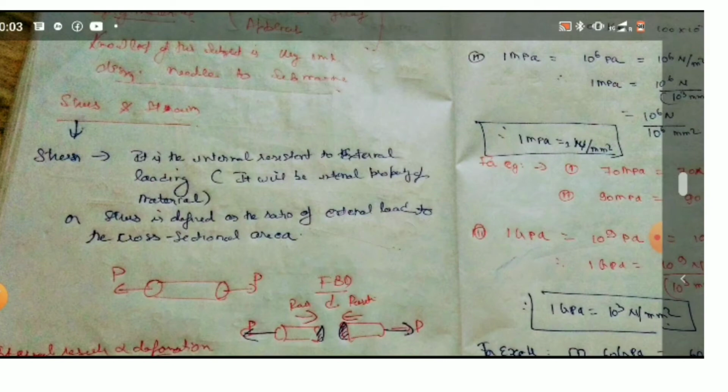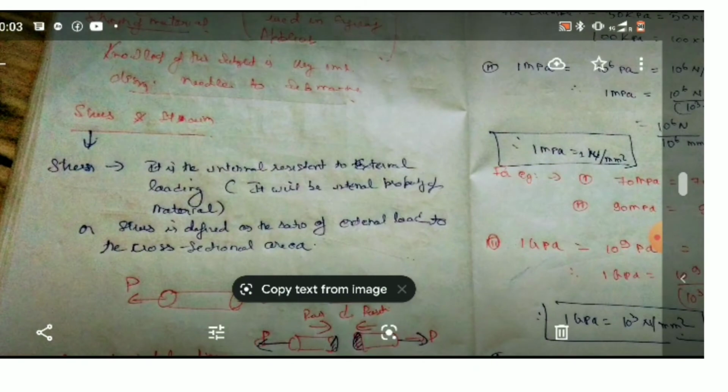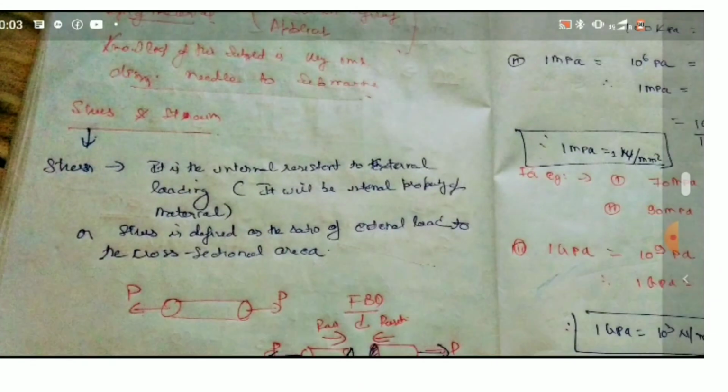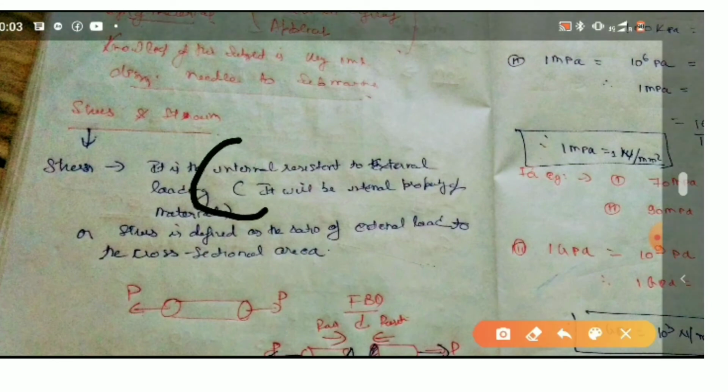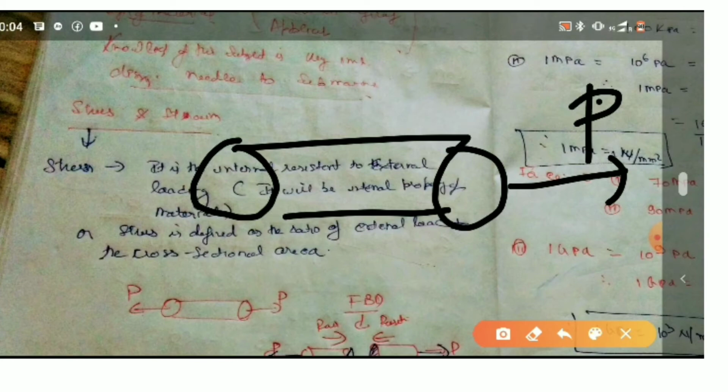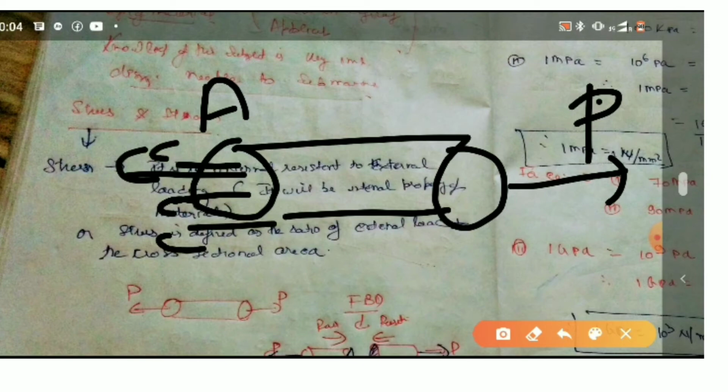And now I will draw the FBD of that body. This is the FBD of what I have done previously. Here P is applied. We suppose that here P is applied and here A is the internal cross-sectional area. At every point, the cross-section will resist.